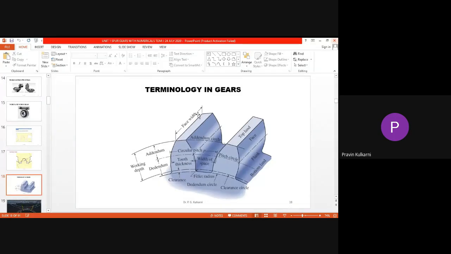Face width is the axial length of the tooth. Top land is the outermost portion of the tooth. Bottom land is the innermost portion of the tooth. Tooth thickness is measured along the pitch circle. Thickness of the tooth varies from base to top. Base is the working profile above the pitch circle. Flank is the working profile inside the pitch circle.